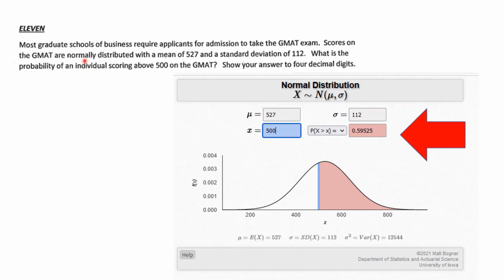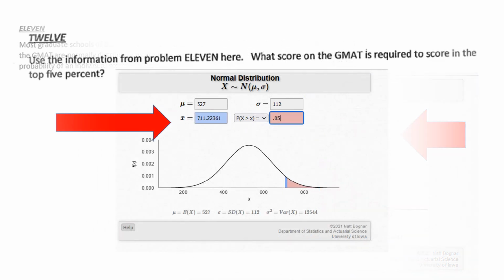Number 11 was a straight up normal distribution problem. Here was the mean and here was the standard deviation, and you used your table to figure out what's the probability that you're greater than 500, and the answer would be 0.59525. Number 12, you were supposed to say what score on the GMAT is required to score in the top 5%. So we mark off the top 5% here, and we figure out what X has to be, and I would count either 711 or 712 to be correct on that problem.